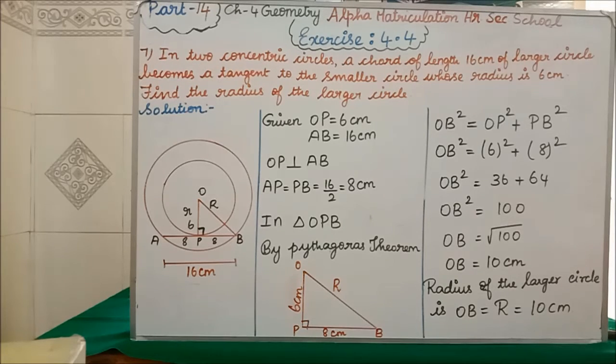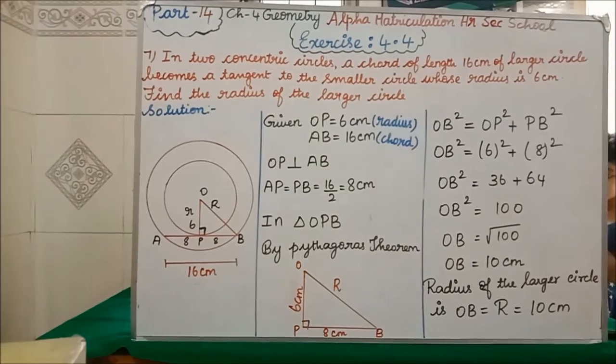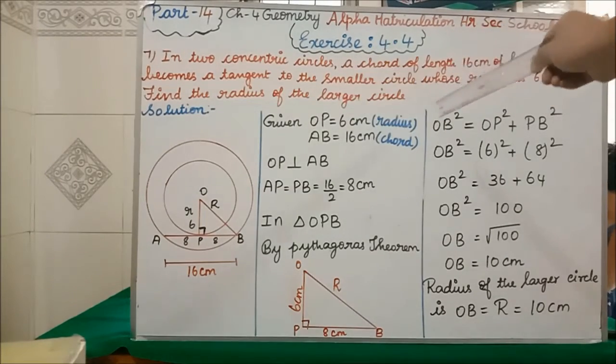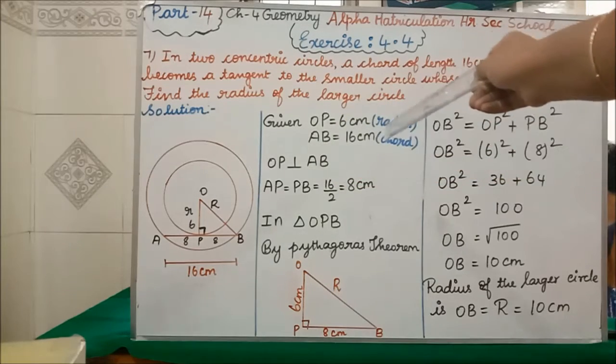Now, what is given in the question? OP. OP is nothing but the radius, isn't it? AB, AB is the chord. I will write in the bracket so that it will be very clear for you. See, I have written OP equal to 6 centimeter. OP is nothing but the radius. AB is the chord, 16 centimeter.